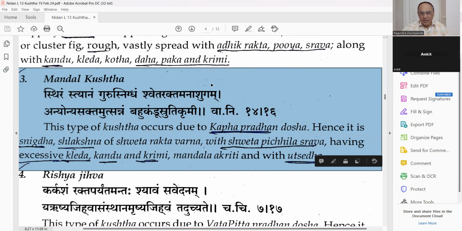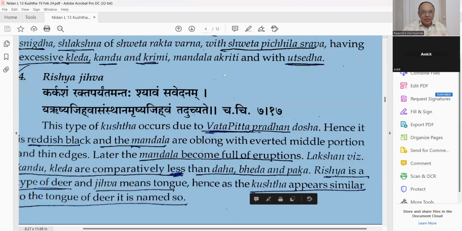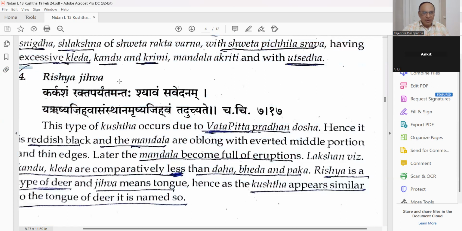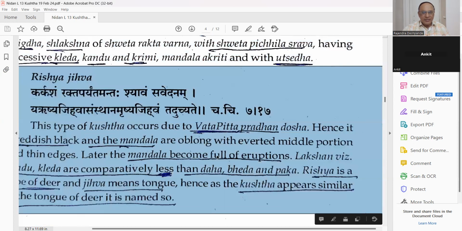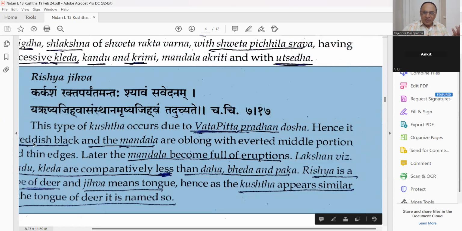So only important things. Now we will go to the next, the fourth type, that is Rishya Jiva. I will mark it for you. That is Vata Pitta, VP. Please write down VP. So naturally there is red because of Pitta and black because of Vata. Then Mandala, the patches are oblong. Then there are a lot of eruptions. Then Kandu and Kleda, because there is no Kapha.